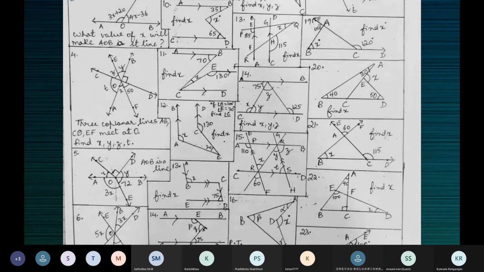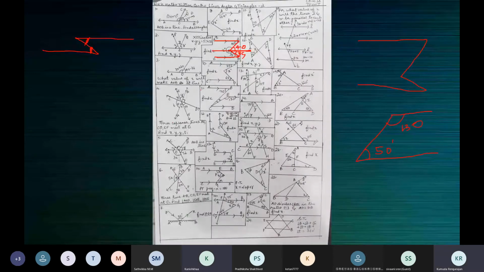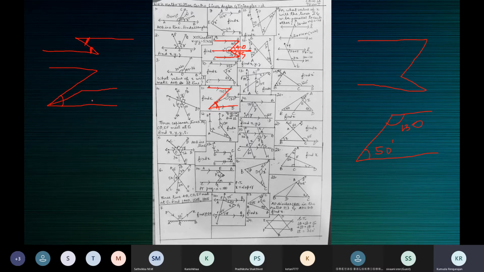Ma'am, actually, I remember what mistake I made. Okay, one minute. This is 70, children. This full thing is 70, because see, parallel line, transversal, parallel line. Now here, this is 130, so this one will be 50. 50 plus x is equal to this full angle 70.